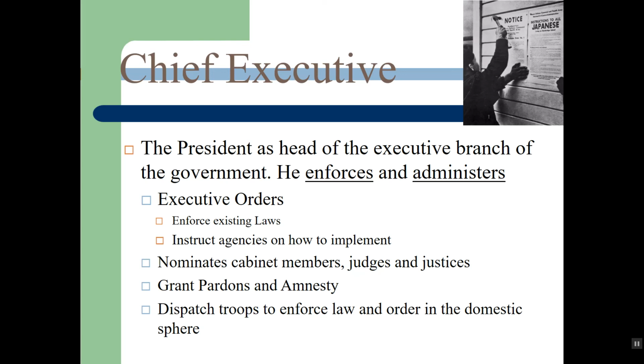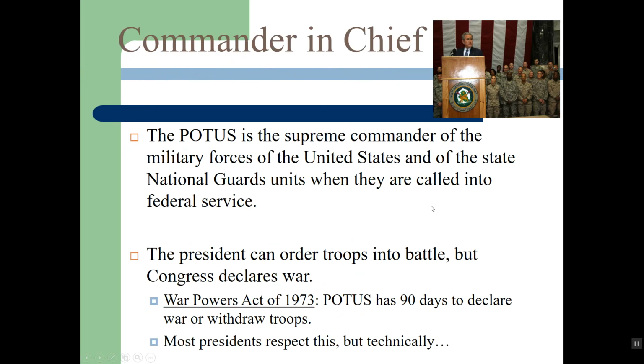In addition to issuing executive orders, the president can act as chief executive by nominating cabinet members, judges, and justices, granting pardons, or giving grants of amnesty. He can also dispatch troops to enforce law and order in the domestic domain. However, I don't want to confuse students.